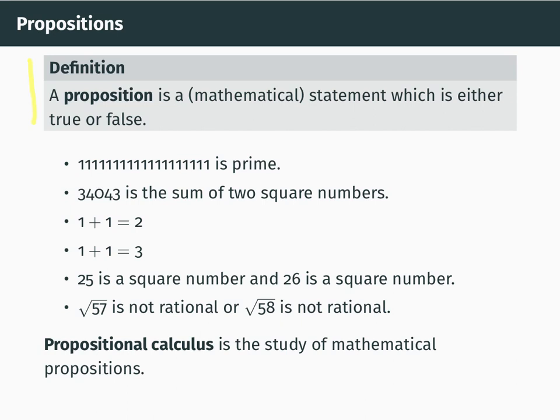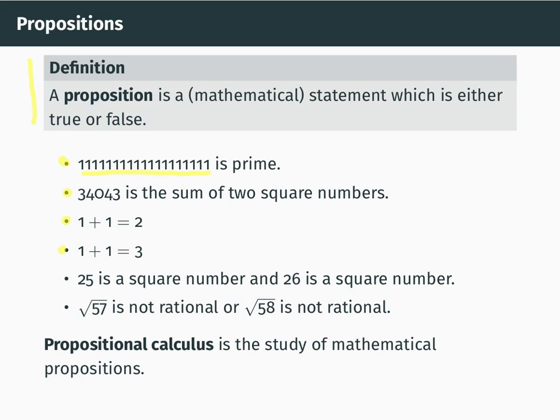Let's look at some examples of propositions then. The first example here would be that this number, with lots of ones in it, is prime. That's a statement which is either true or false. I'm not telling you which, but it's certainly either true or false, so it's an example of a proposition. The next example is the statement that 34,043 is the sum of two square numbers. Again, this might be true or this might be false, but it's certainly one or the other. Next, 1 plus 1 equals 2, 1 plus 1 equals 3.